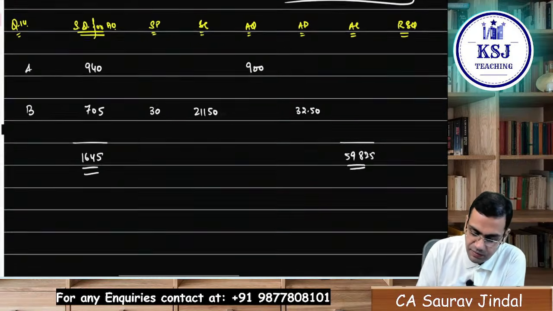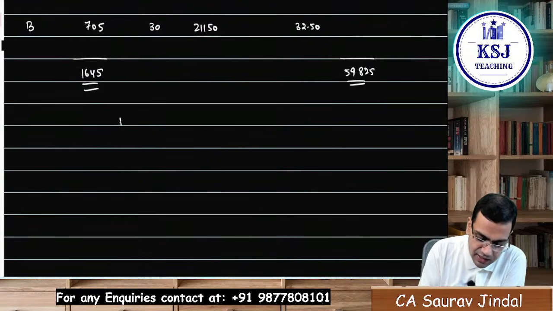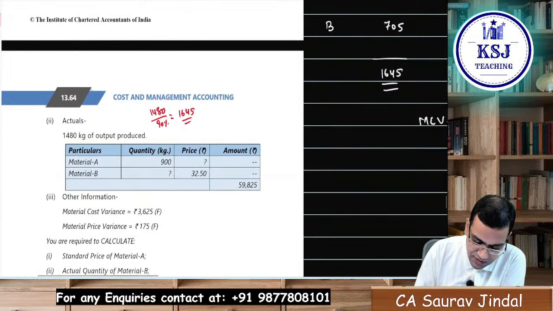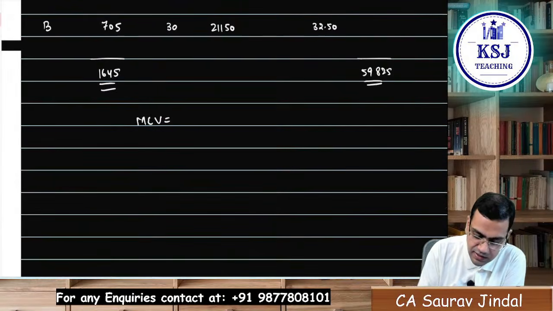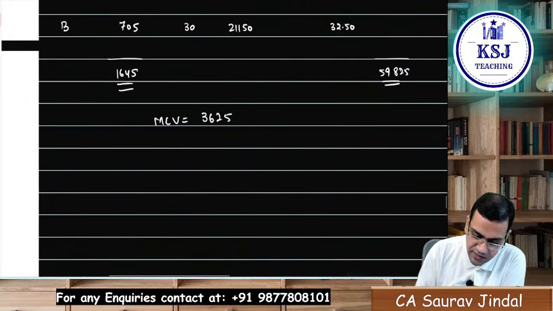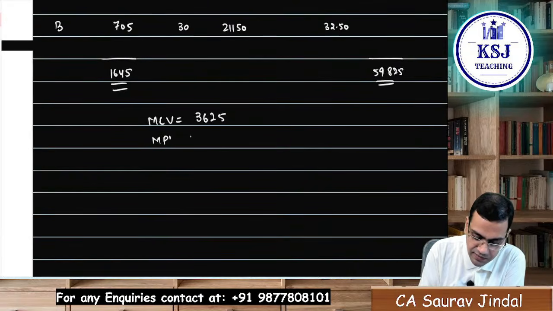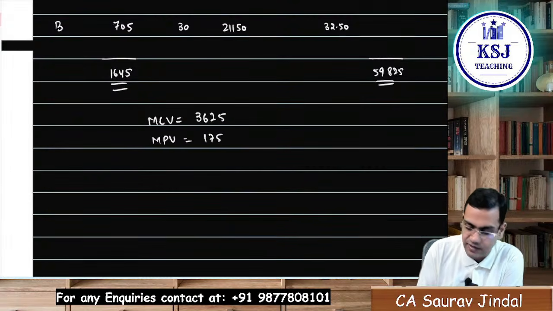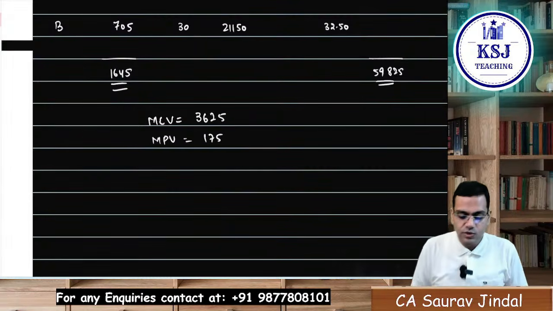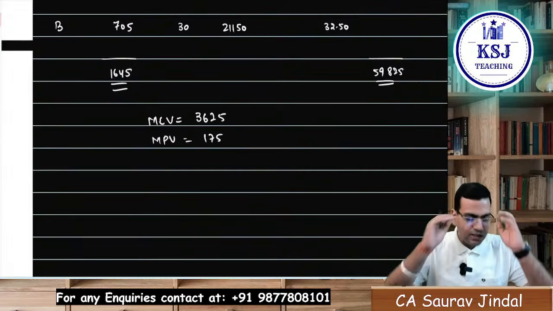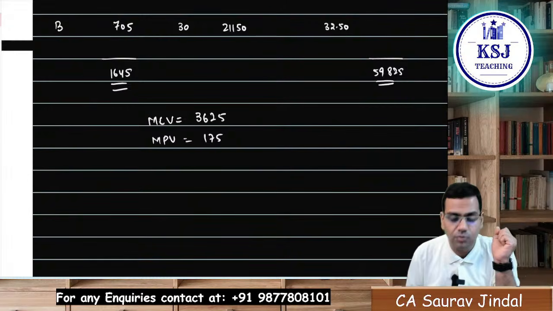Rest of the information that is given is the material cost variance. Material cost variance is 3625 favorable. And the material price variance is given, 175. Right? So using this information, we have to calculate the missing figures. Again, a very important question.